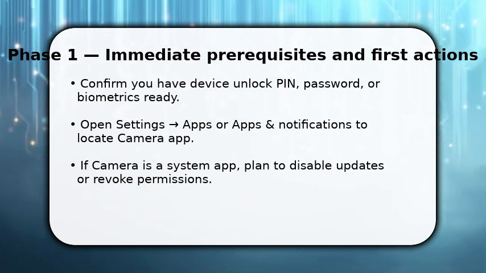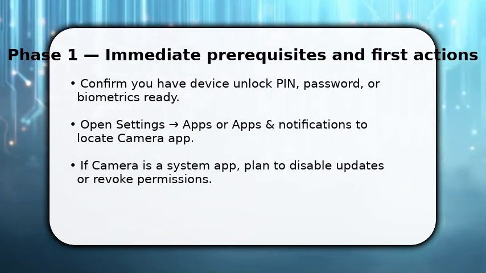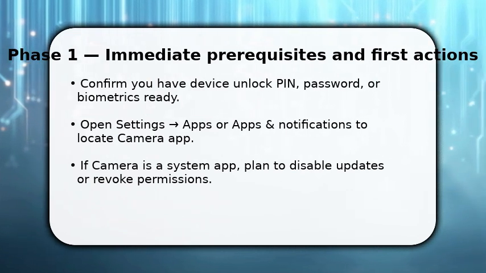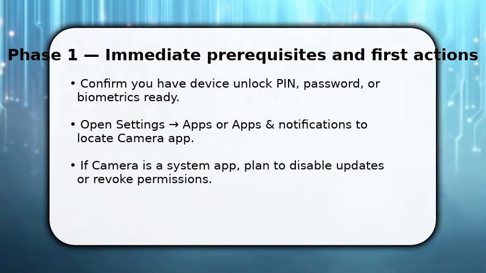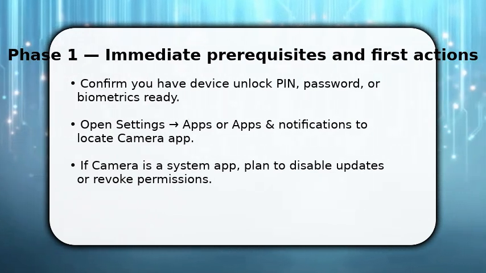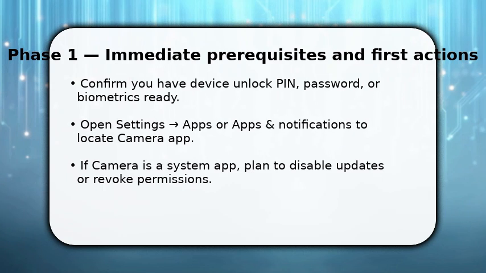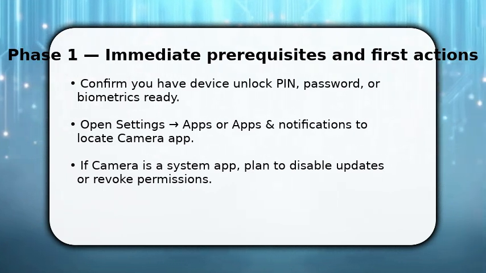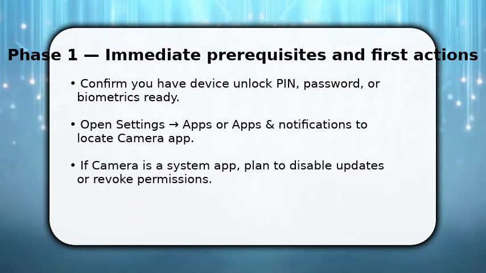If Camera is a pre-installed system app, make sure you first uninstall updates or note that full disable may be limited. You do this because system apps differ from user apps. Removing updates reverts to a disableable base version. Now pause here with Camera app screen visible and proceed to the next set of actions.